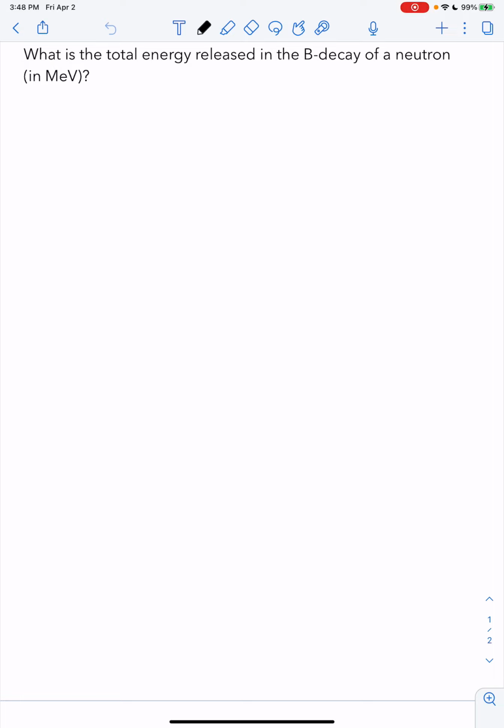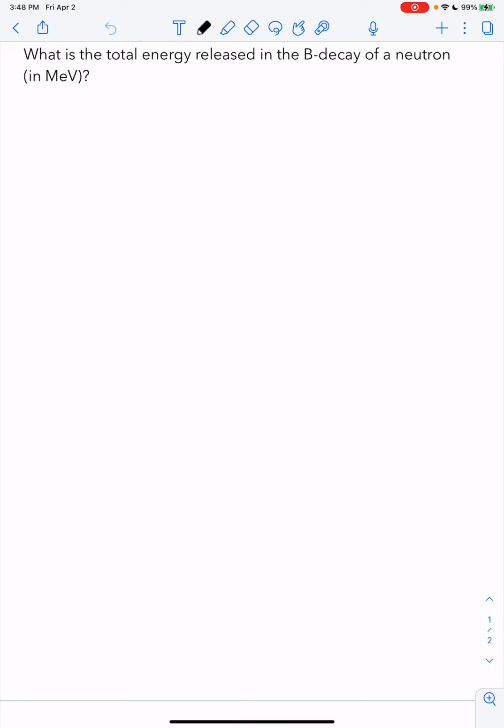So in this question, we're asked to find the total energy released from the beta decay of a neutron. And the units are specified to be mega electron volts. Well, what is the beta decay of a neutron?